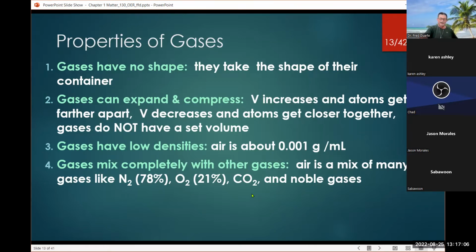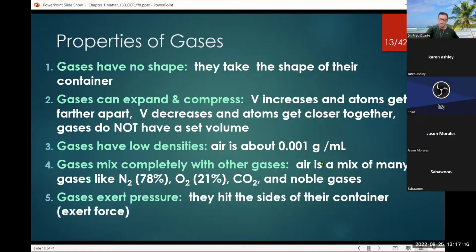Yeah. All right. So, for example, air is 78% nitrogen, about 21% oxygen, carbon dioxide, and all kinds of other different types of gases. So gases do mix. Now, gases exert pressure, okay?